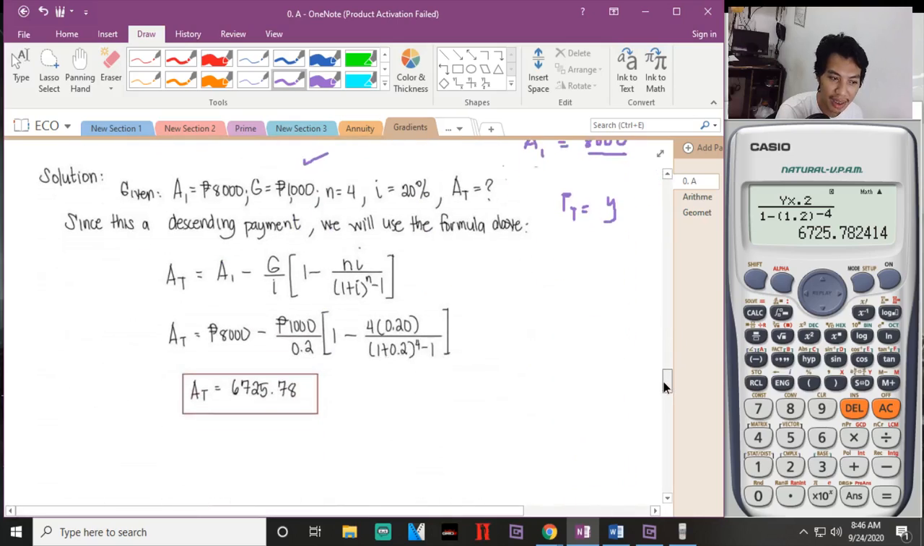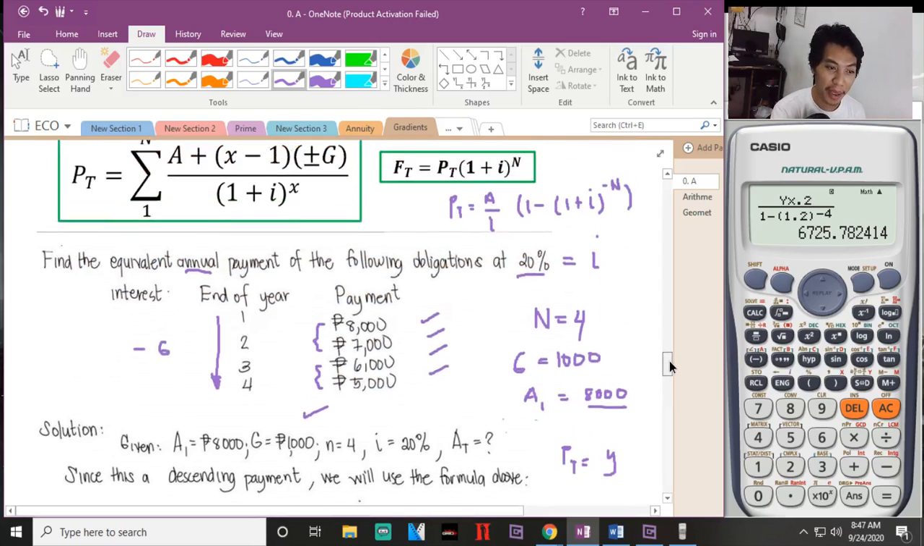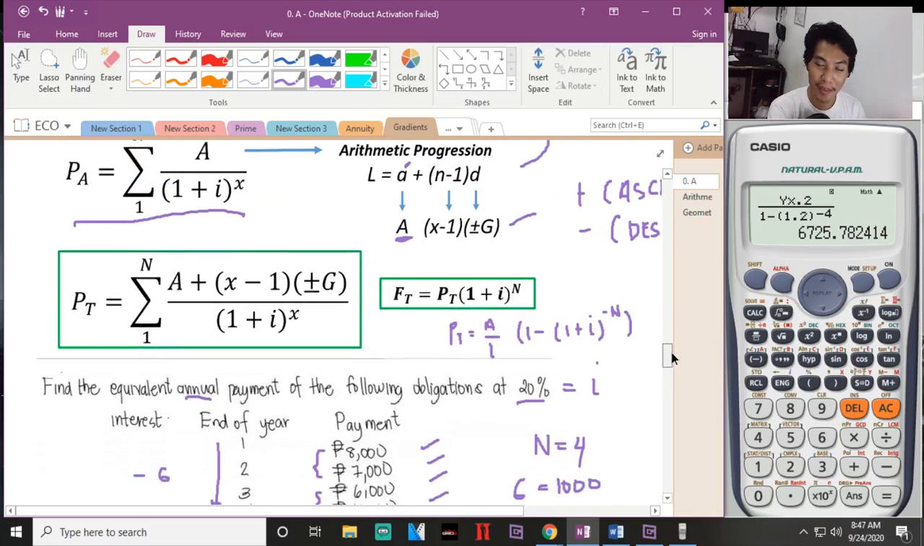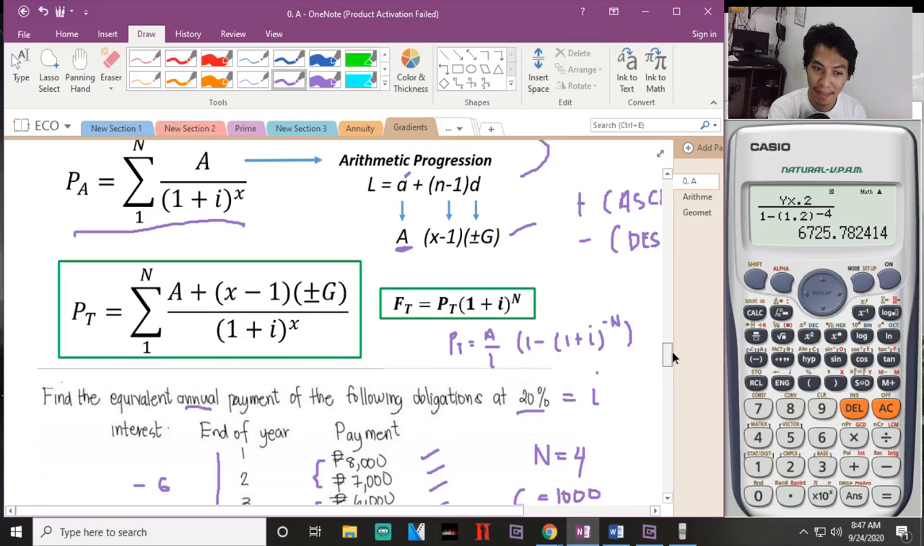Class? Paksiw. Diba? Kailangan pa ba mag-memorize ng formula? No. Ang kailangan mo lang gawin, tandaan yung calculator technique. And pwede naman natin kasi siyang i-translate into annuity. You get my point? Madali ba? Madali ba, class?